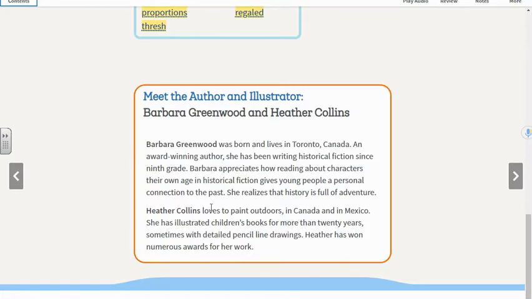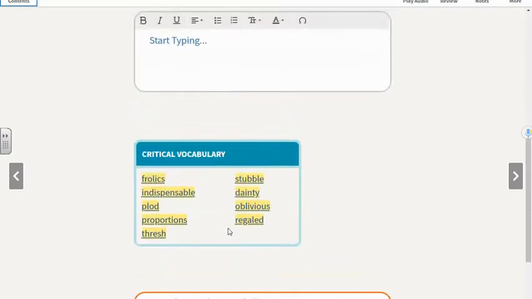She has illustrated children's books for more than 20 years. Sometimes with detailed pencil line drawings, Heather has won numerous awards for her art. So those are the people who created this story.